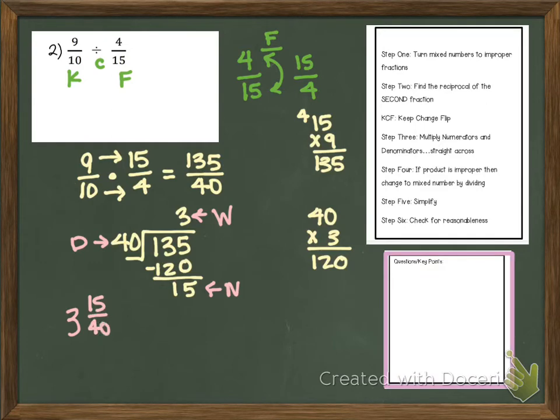When we have numbers that end in a 0 and a 5, we should know that those numbers are divisible by 5. So I can divide by 5 and divide by 5. I'm going to bring my whole number over. 15 divided by 5 is 3, and 40 divided by 5 is 8. That is my final answer.